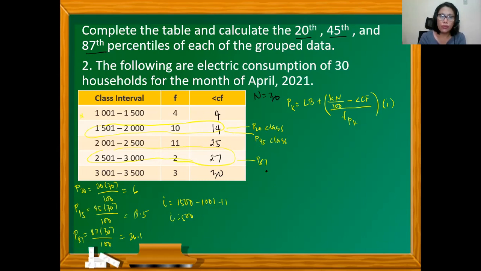Now, we can solve for P sub 20. And P sub 20 is equal to the lower boundary, which is 1,501 less 0.5. So this is 1,500.5 plus, this is equal to 6 minus. So the less than cumulative frequency is 14 of this class. Before this is 4. And then all over the frequency of the percentile class, which is 10, times 500. So this is like adding 1,500.5 to the product of the two factors.